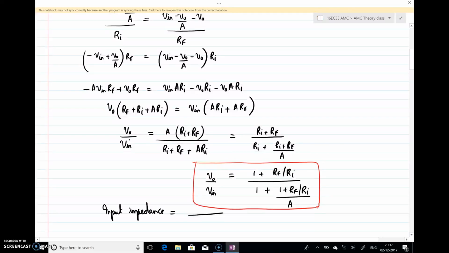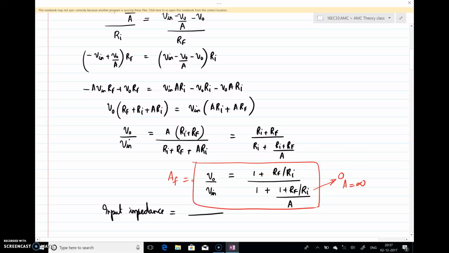If you compare with the ideal value, when the value of A is equal to infinity, this term becomes 0, this will be 0. So the expression is 1 plus Rf by Ri. So with finite open loop gain, the closed loop gain modifies as this one.